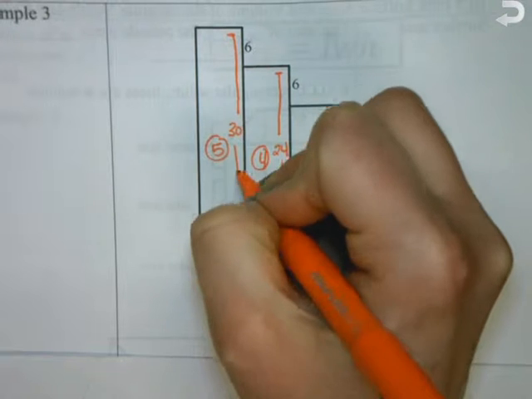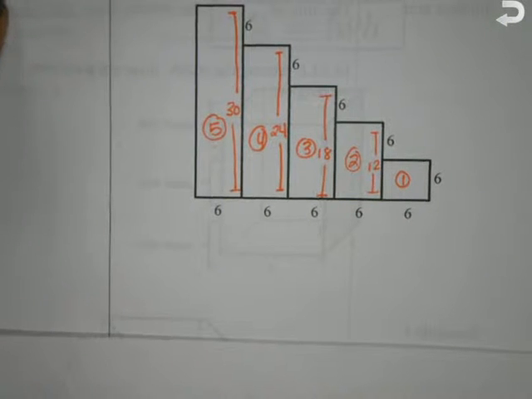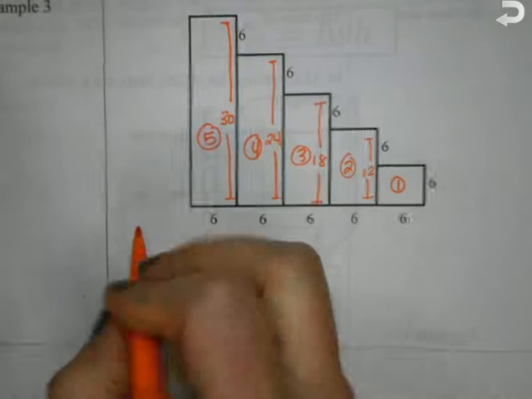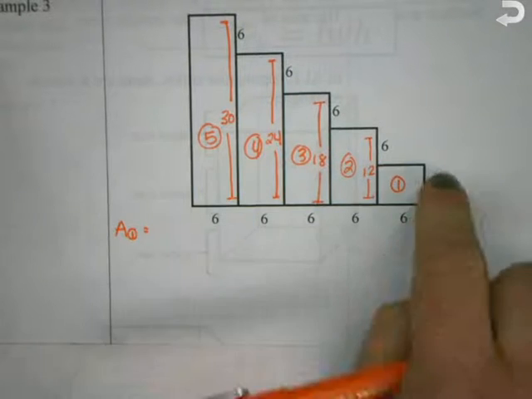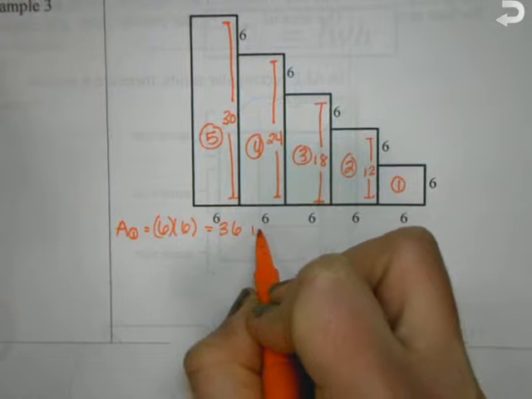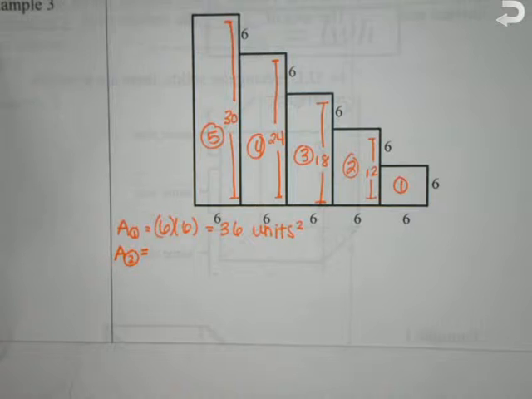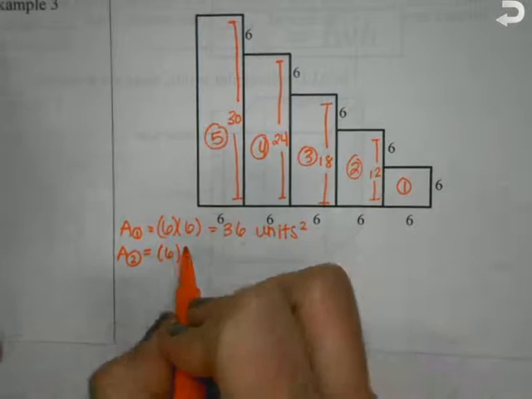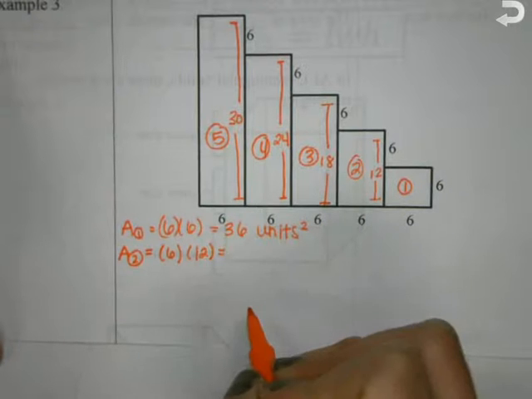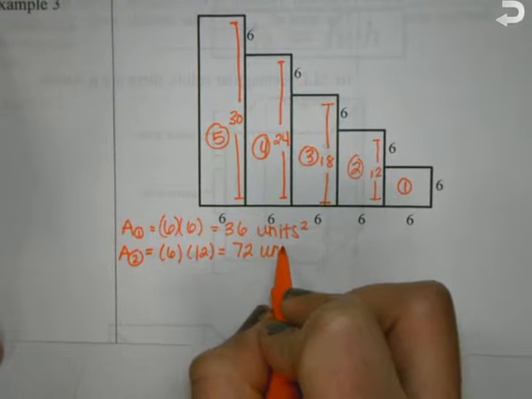All right, so you guys ready? Area of rectangle 1. 6 times 6? 36. Units squared. Area of 2 is 6 times what? 12. 6 times 12, which is? 72. 72 units squared. I have a feeling that the entire area is going to be really, really big.